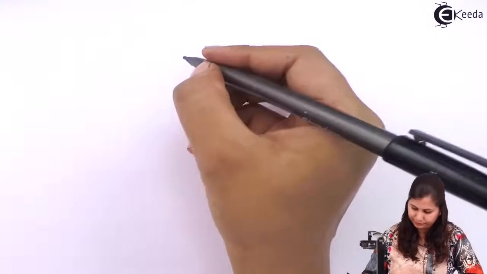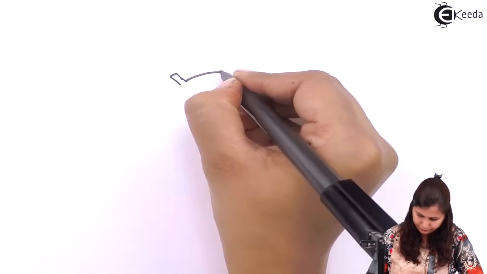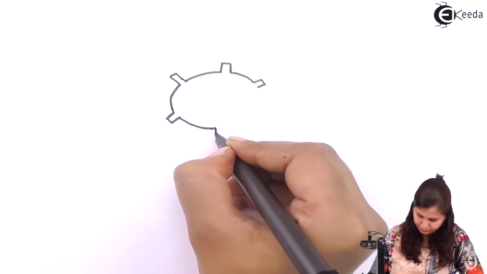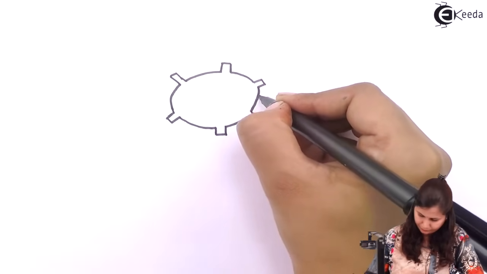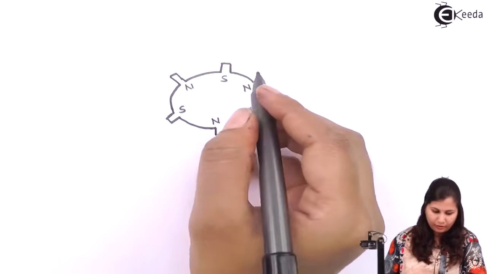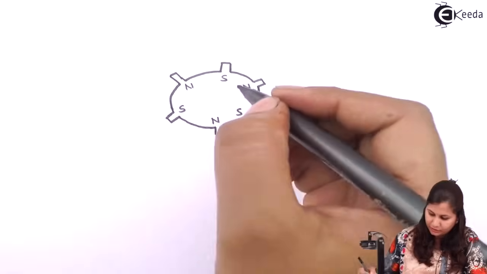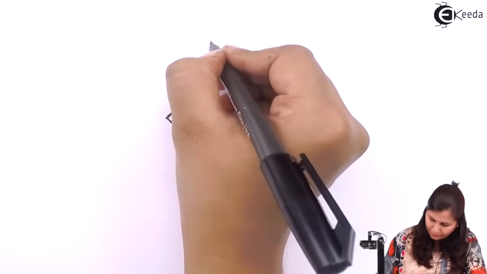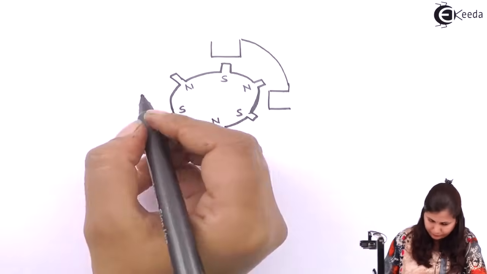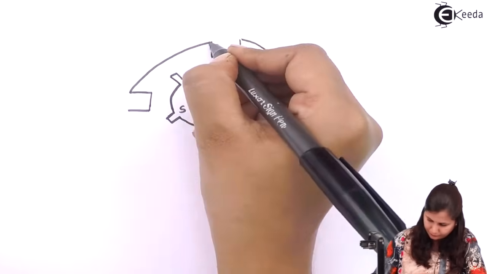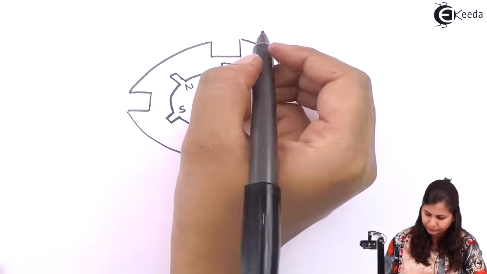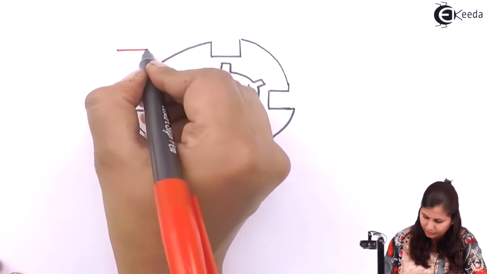This is the stator of the motor, and these are the rotors of the stepper motor. This is the stator having 4 poles. Now on each stator pole we have a winding.